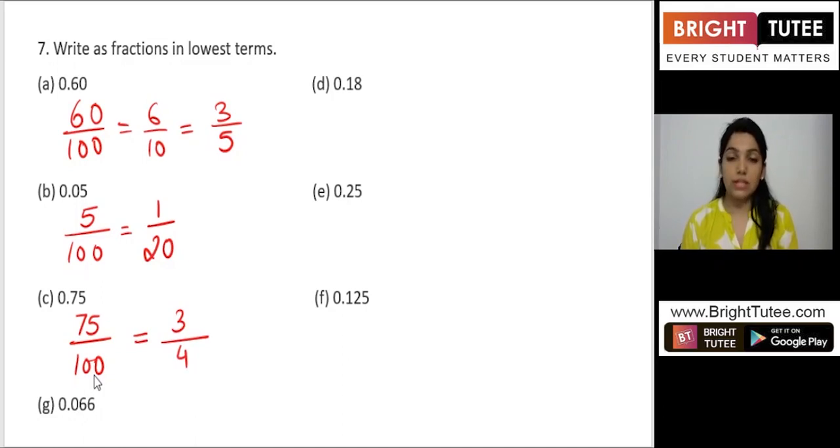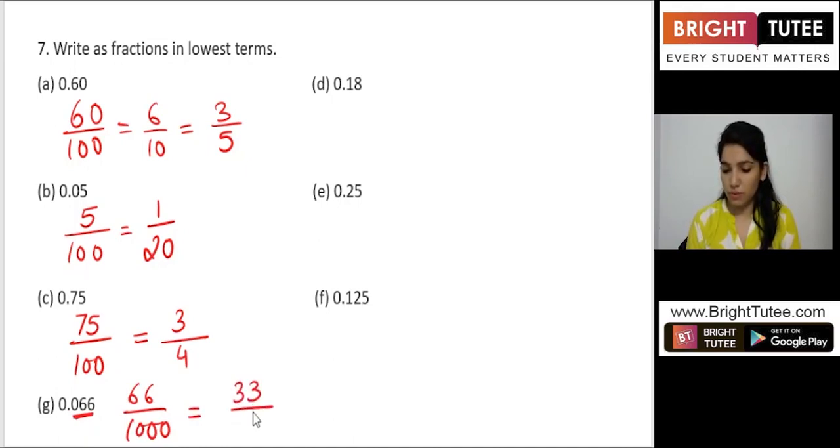Moving to the next one, it is 0.066, so it will be 66 over 1000 because we have got 3 numbers after the decimal point. So we'll put 3 zeros at the denominator. So here let's divide this first by 2. So it will be 33 over 500. So this is in the simplest form.